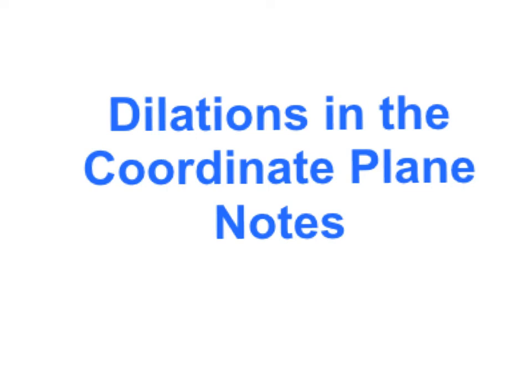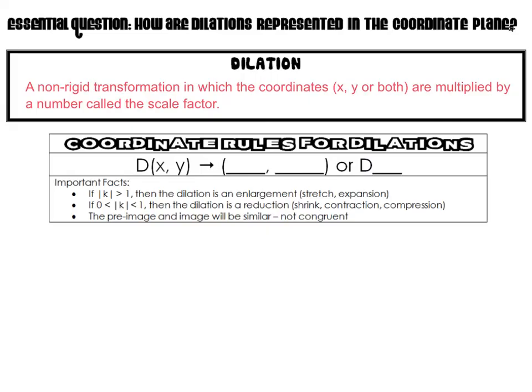Since we have a snow day today, we're going to go ahead and learn about dilations in the coordinate plane. Recall that a dilation is a non-rigid transformation in which the coordinates, usually both, but it could just be x or y, are multiplied by a number, and that number is called the scale factor. We're going to use the letter k to represent our scale factor.